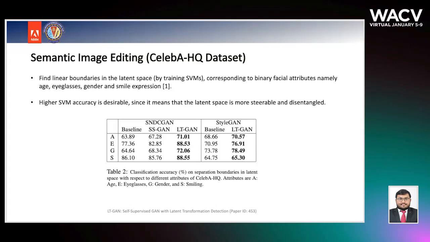Now we present semantic image editing results for the CelebA-HQ dataset. Using the framework of InterfaceGAN, we find linear boundaries in the latent space corresponding to binary attributes like age, eyeglasses, gender, and smile expression. We do this by training SVMs, and a higher SVM accuracy is desirable since it means that the latent space is more steerable and disentangled, and it allows us to have better control over the image editing process. As shown in the table, for both SNDCGAN and StyleGAN, LT-GAN is able to achieve a higher accuracy as compared to the baseline on all four attributes.